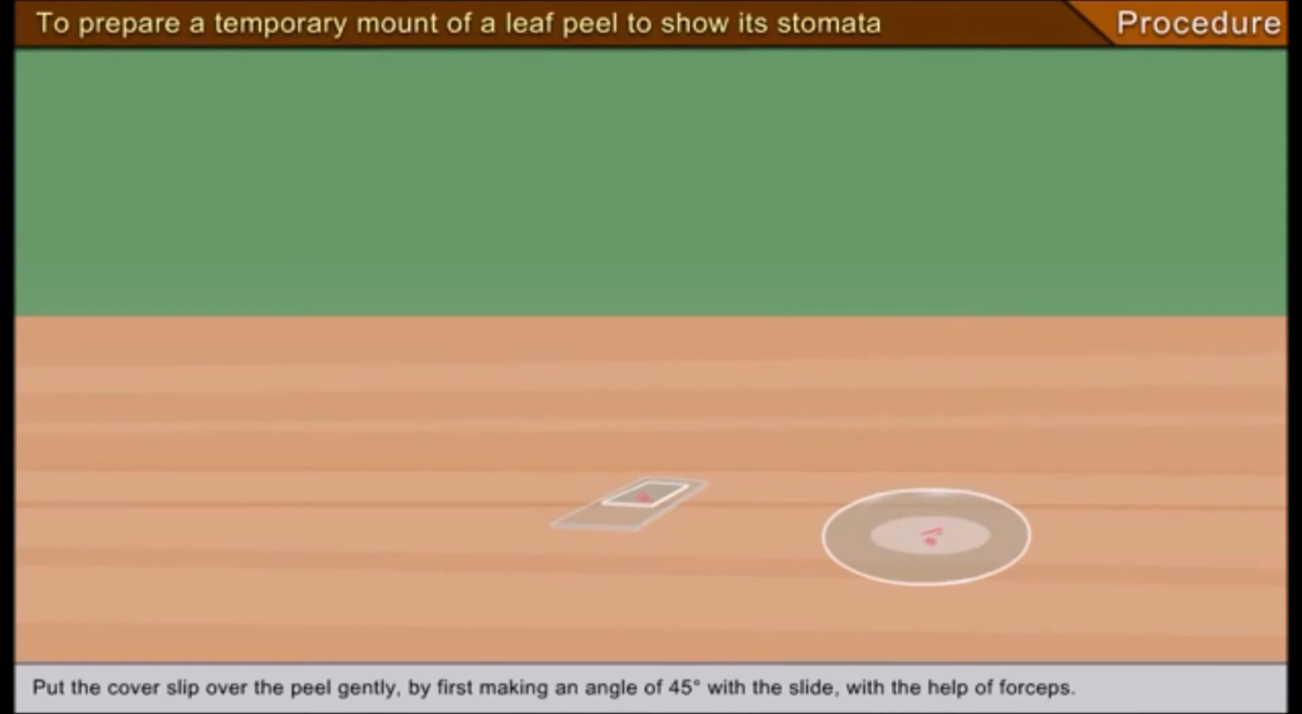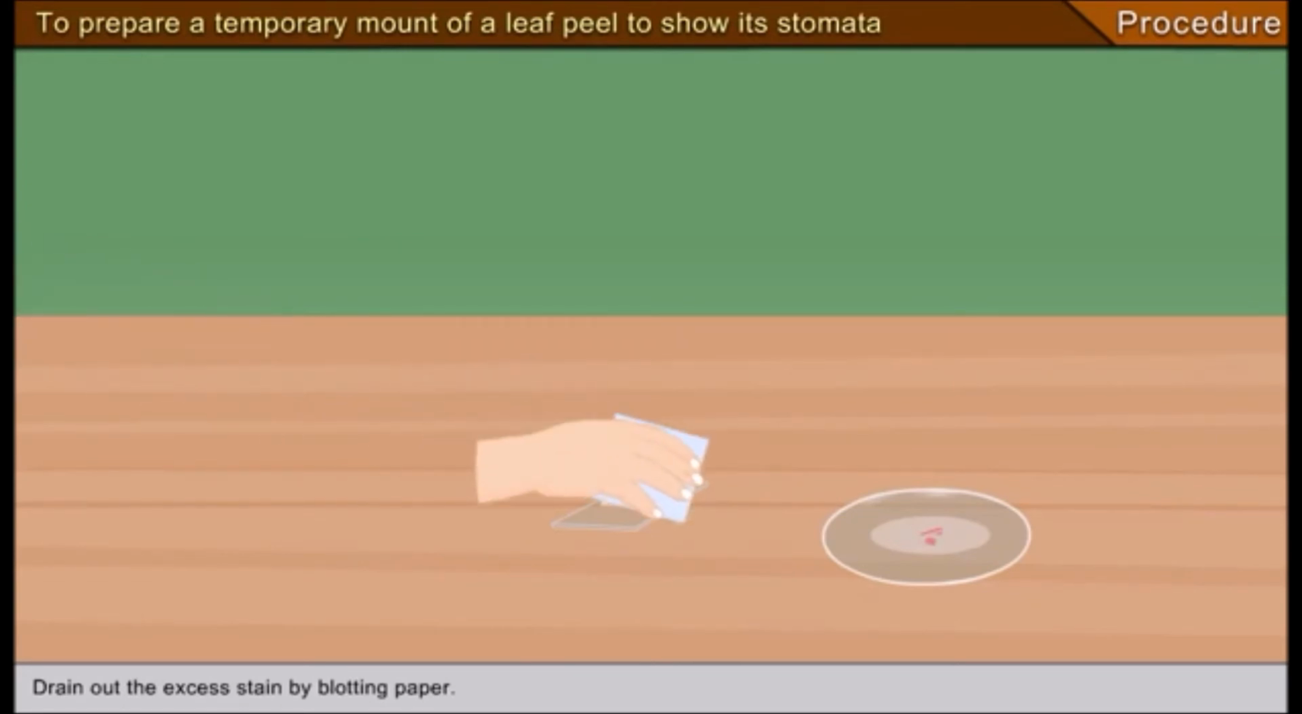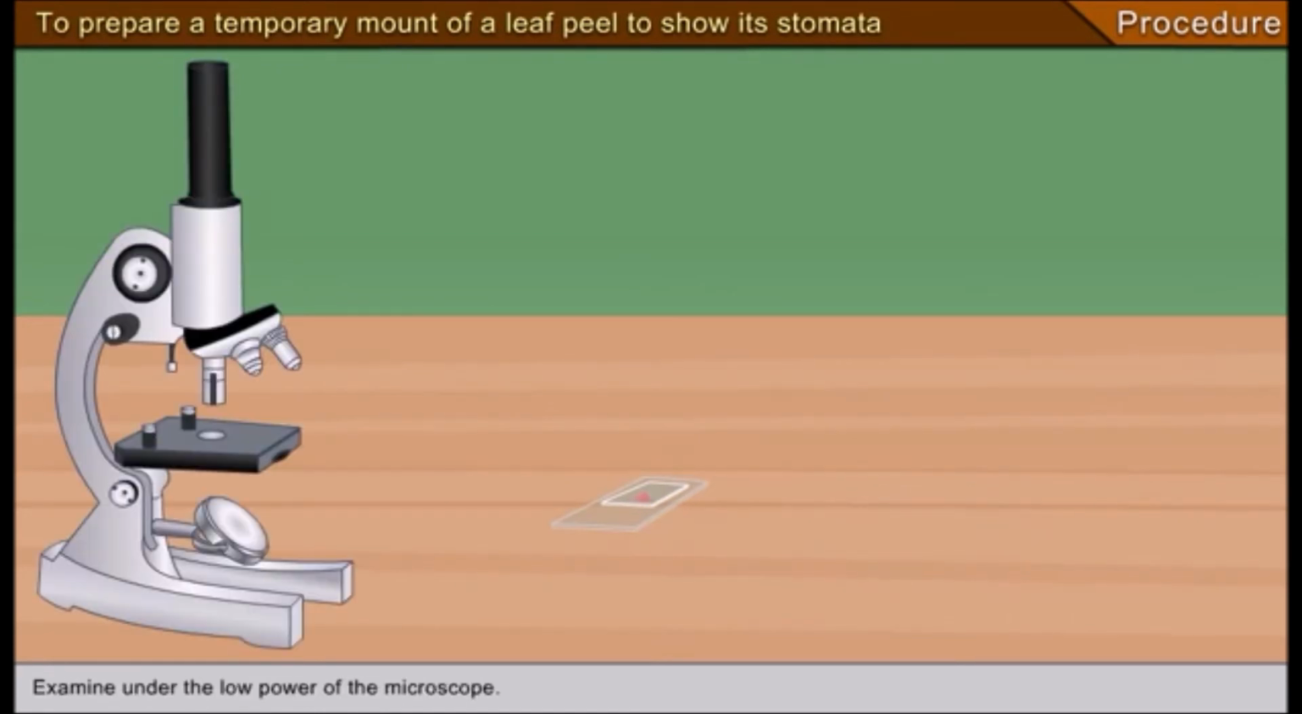The peel should never be folded. Place the cover slip on the slide gently and gradually to avoid the entry of air bubbles. Drain out the excess stain by blotting paper. Examine under the low power of the microscope.